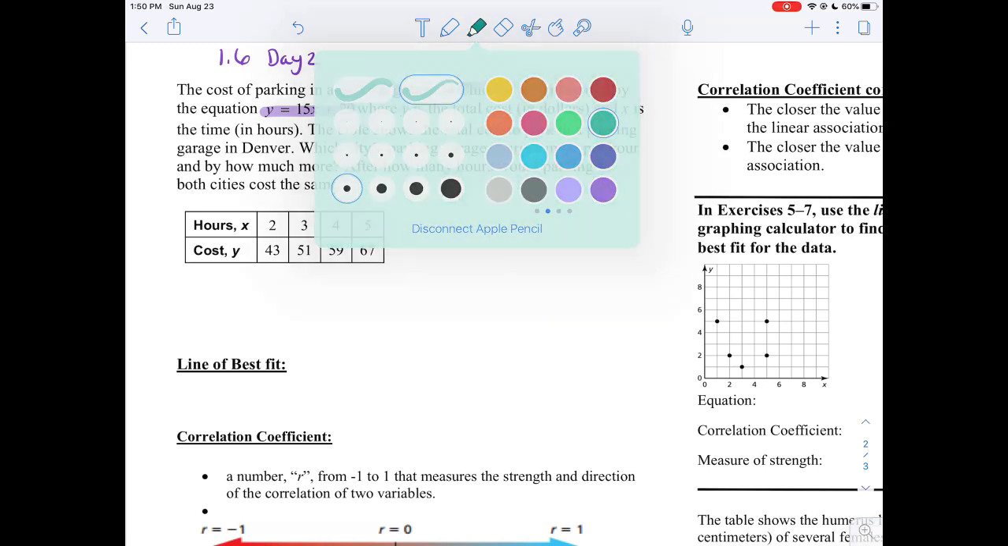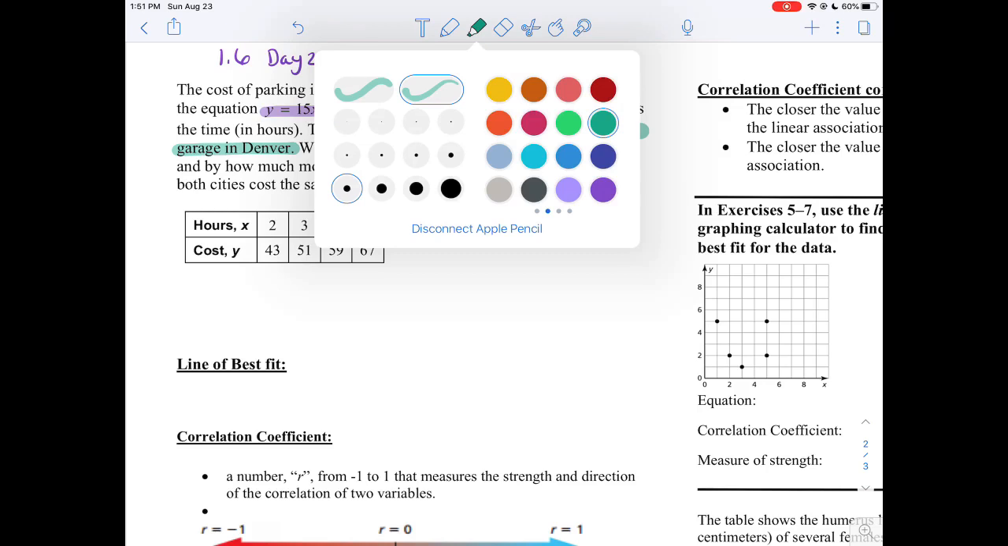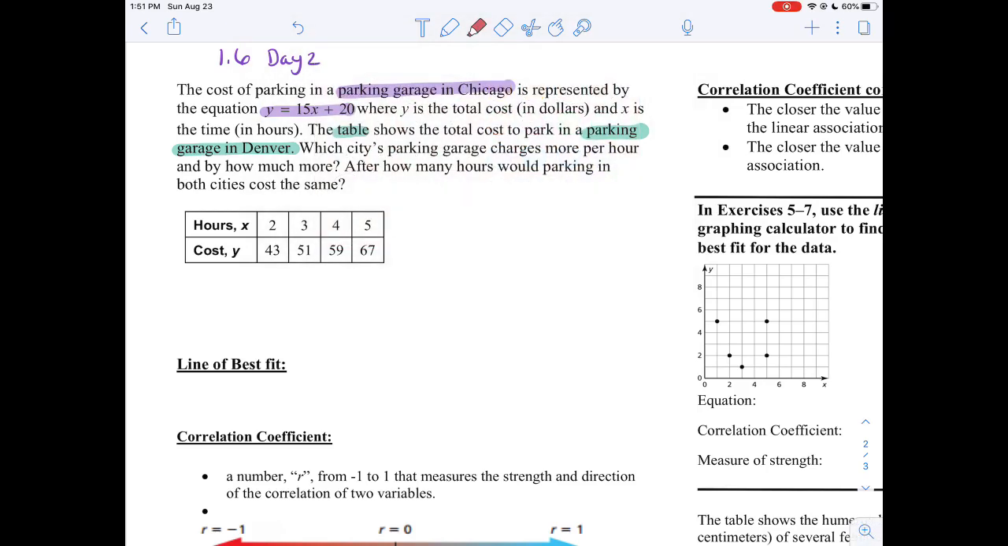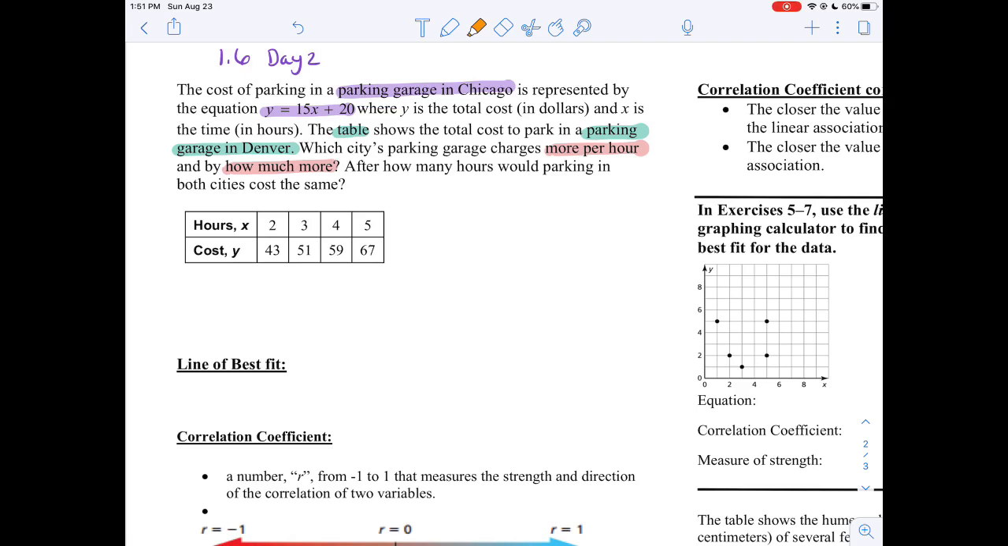Second piece of information that we have is that this table down below shows the cost to park in a parking garage in Denver. So we have parking in Denver, parking in Chicago, one represented by a table, the other by an equation. We want to know which city's parking garage charges more per hour and how much more. And finally, we want to know if there's a point in time where the cities would cost the same. How many hours would it take for both cities to cost the same?